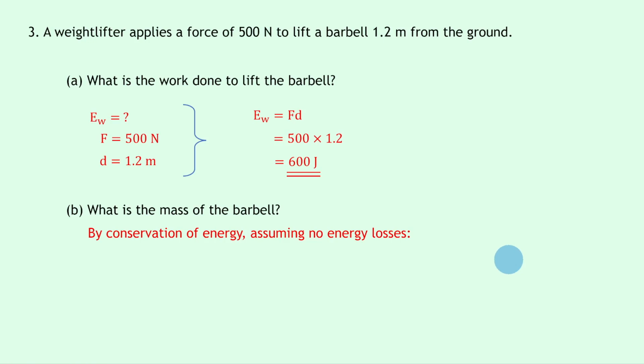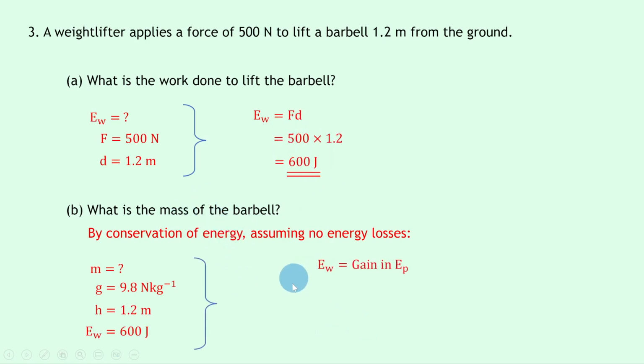And writing down what we know from the question, we're trying to find the mass m. We know that gravitational field strength g is 9.8 newtons per kilogram on Earth from the datasheet. The height h is 1.2 meters and the work done EW is 600 joules, which we just found in part A. So writing down an expression for conservation of energy in this scenario, we have the work done EW is equal to the gain in gravitational potential energy because we're doing work to lift the barbell to that certain height of 1.2 meters. And then we can replace the right hand side with the expression for EP, which is mgh.